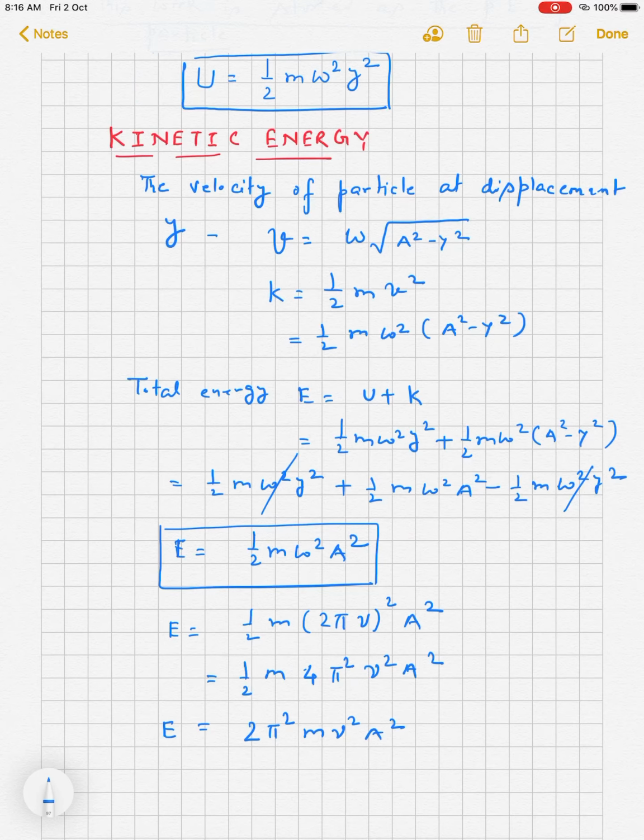So that's all for kinetic energy and potential energy of the particle executing SHM.